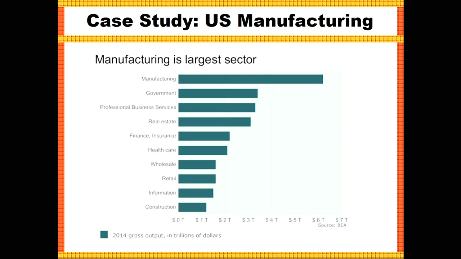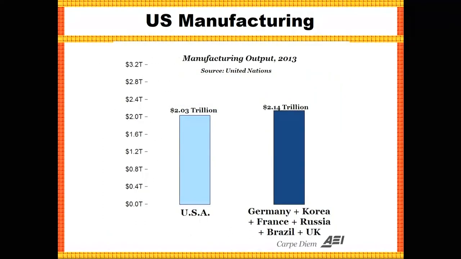So we can see how the market works, as opposed to some economies in Europe where there's much more government involvement. And as you can see, the manufacturing sector is the largest sector in the U.S. economy, by far, almost twice as big as the next sector, which is government. And to get an idea of the size of U.S. manufacturing, it is about as big as Germany, Korea, France, Russia, Brazil, and the U.K. combined. Huge sector of the economy.